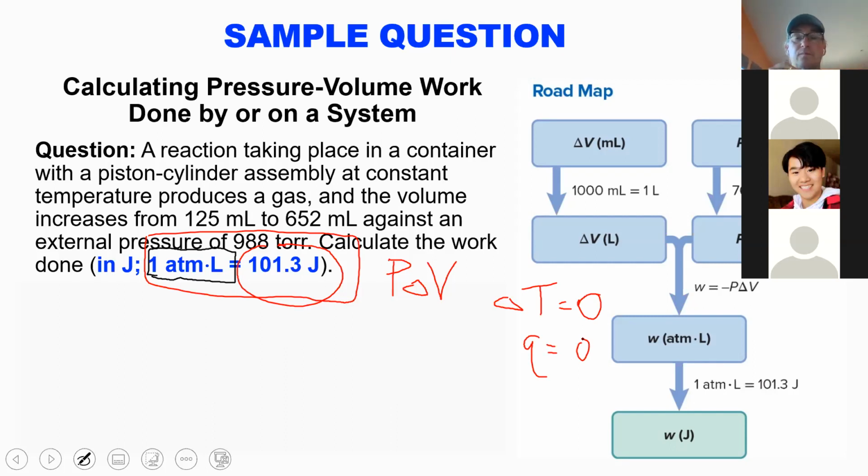What Q is again? Can you clarify what Q is again? Q is heat. So Q is heat, so heat energy.